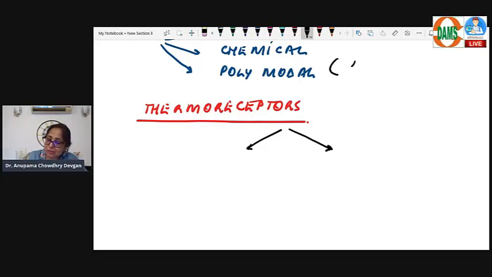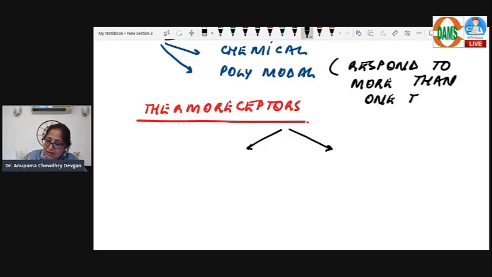Polymodal means they respond to more than one type. Poly, more; modal, modes. So they respond to more than one type of pain. That means they can respond to mechanical, thermal, and chemical. Polymodal, more than one type. Tonic is another name for slowly adapting. This has already been done.